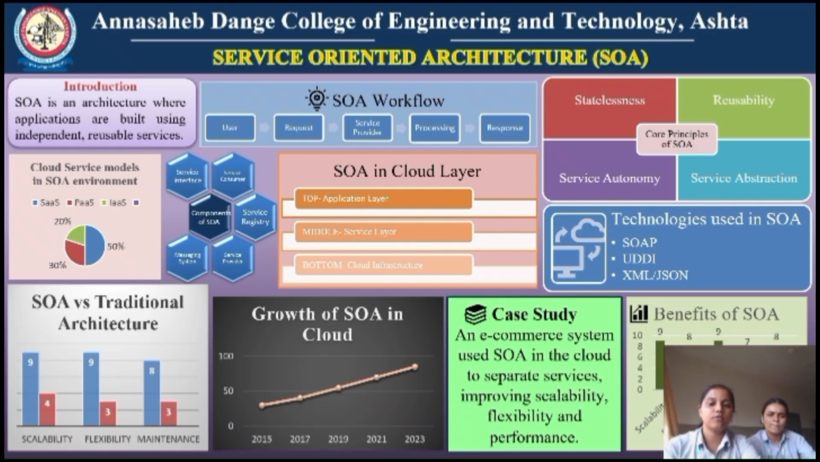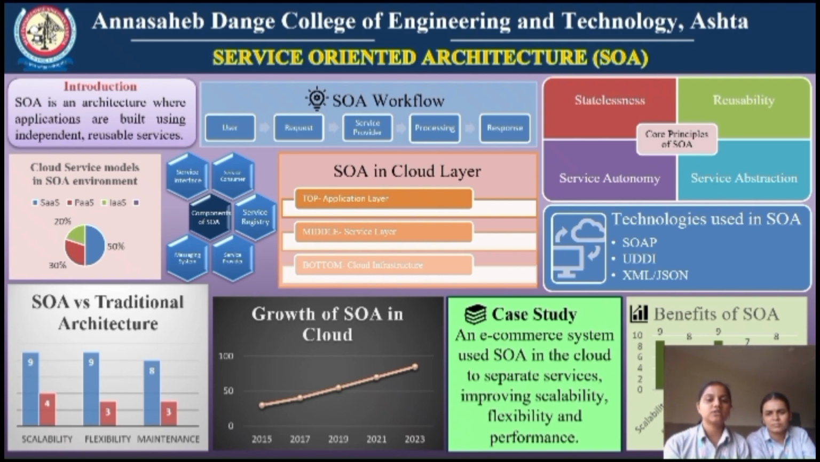How does cloud infrastructure enhance SOA performance and scalability? Cloud infrastructure provides dynamic scalability, load balancing, and monitoring. Services can scale automatically based on demand. Technologies like Docker simplify deployment and management. This ensures high availability, fault tolerance, and efficient resource usage.